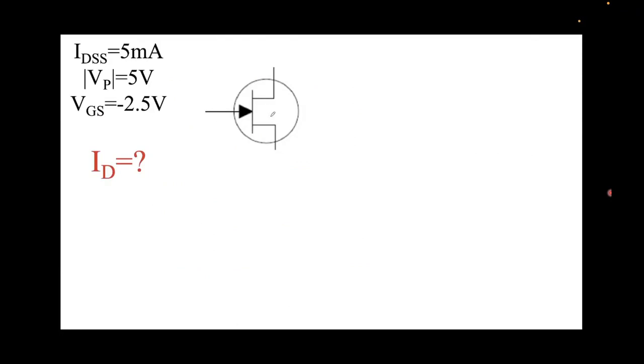And getting back to the problem, this was the NJFET that was given to us. IDSS equal to 5 milliamps and pinch off voltage is minus 5. So I've just taken it as 5 volts, and VGS is minus 2.5 volts. So you can clearly see that the VGS over here is greater than VP, because VGS is minus 2.5 and VP is minus 5. So this means the device will conduct because it's not pinched off, right? Device will conduct.